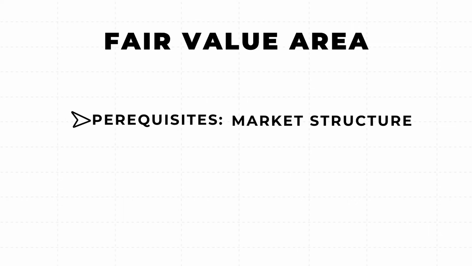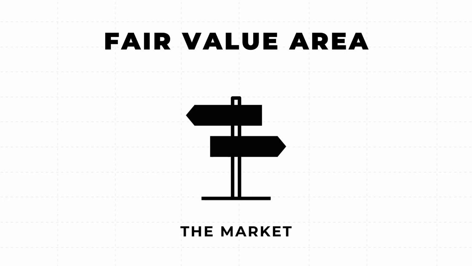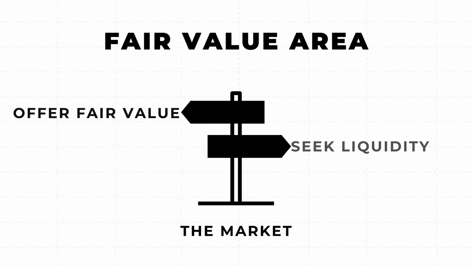Now, to really grasp this concept, you'll need a solid understanding of market structure and order flow. Don't worry, we'll dive into that in the next video, but for now, let's keep it simple. The market only does two things. It offers fair value or it seeks liquidity. So, what exactly is fair value? Fair value is when the market gives both buyers and sellers a fair chance to participate, creating a fair value area. Think of liquidity as the swing points in the market.